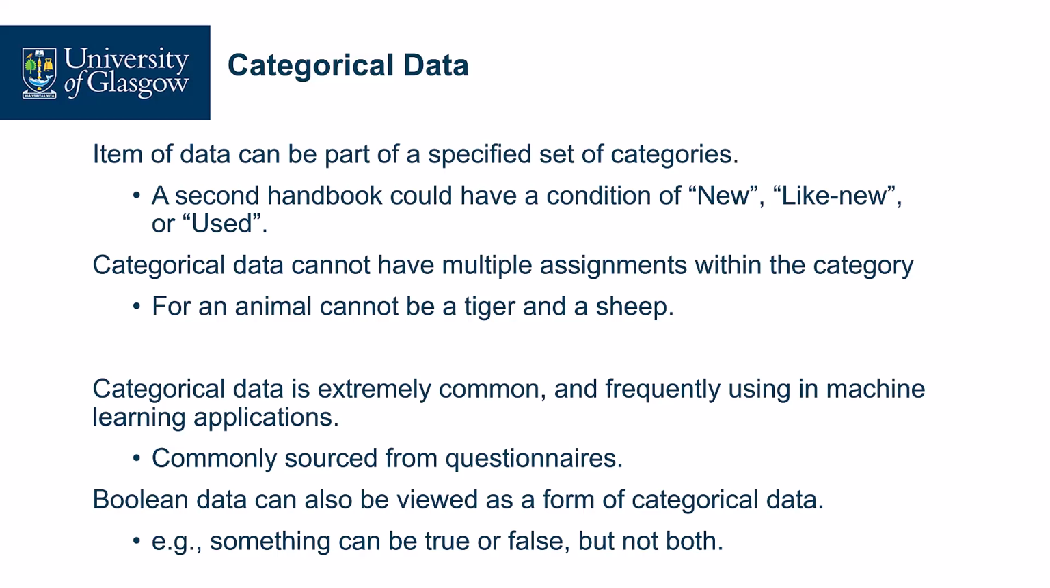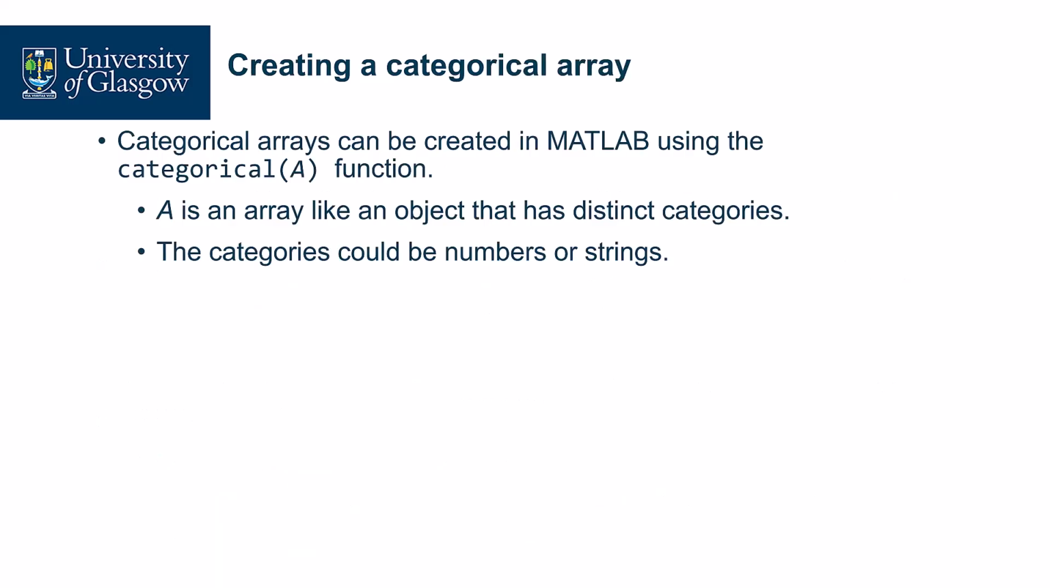So now we have categorical data. How do we handle them in MATLAB? We can create a categorical array using the categorical function. So categorical parentheses A. What is A? A is an array or a matrix. We can say it's an object that has distinct categories. These categories can be numbers or strings.